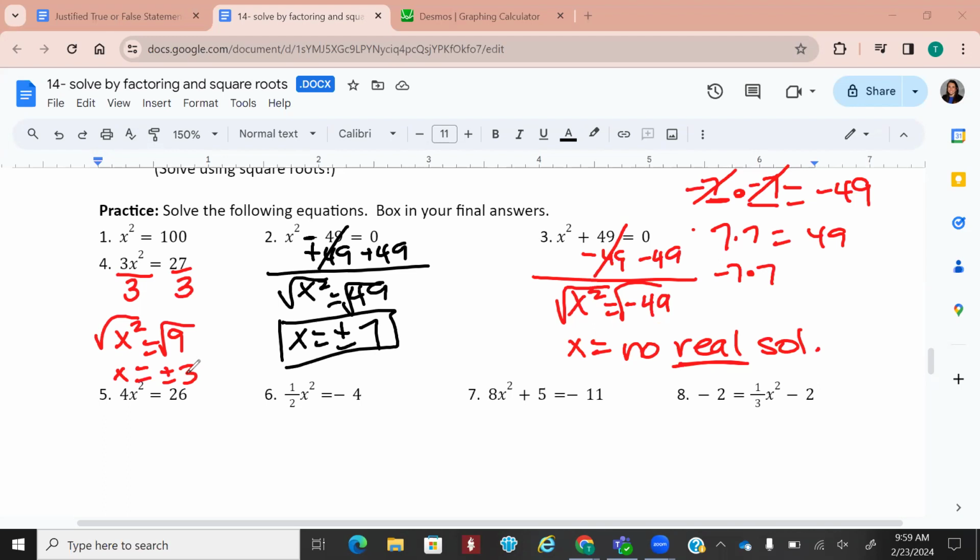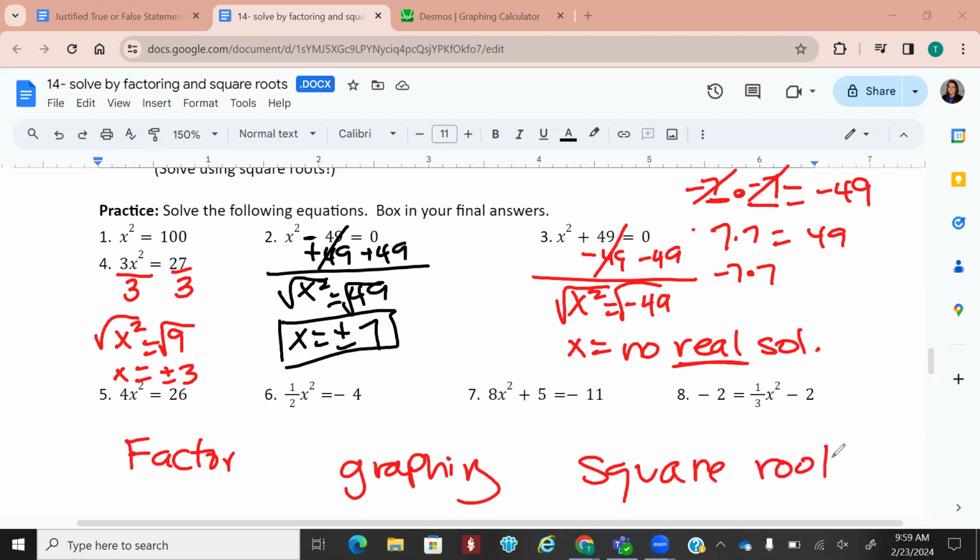Okay. So now when do we use this? Y'all can see it up on the board. I wrote the different ways that we solve. The different ways we solve is by factoring, which is what we learned, graphing, and solving by square roots. Solving by square roots is what we're doing here.